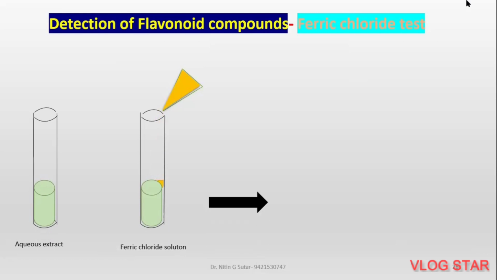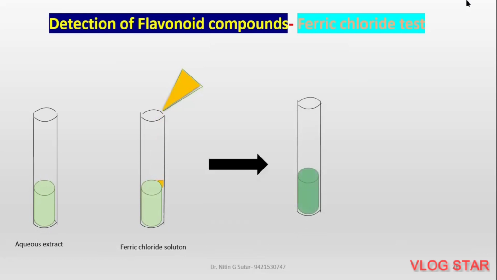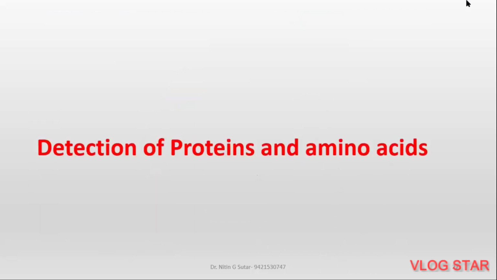Once you add ferric chloride solution, you get an intense green color that indicates that fluoride compounds are present, which is confirmed. Next one is the detection of proteins and amino acids.